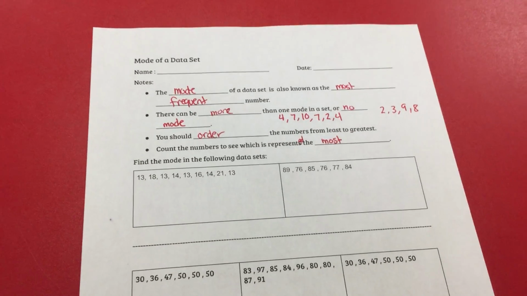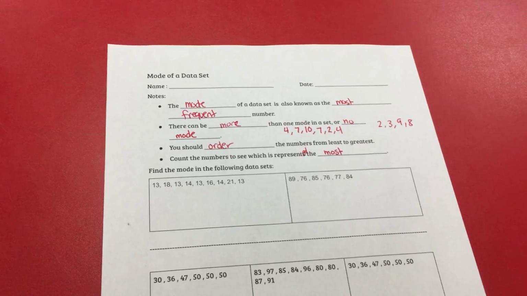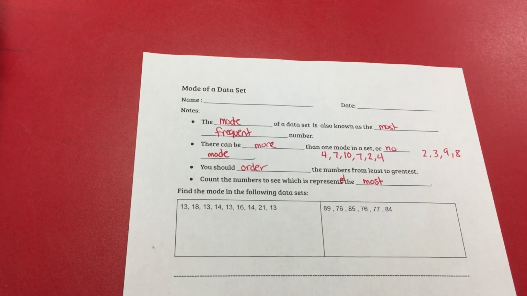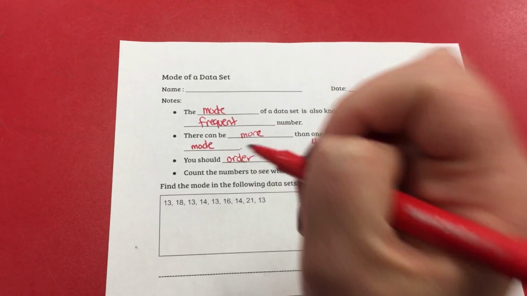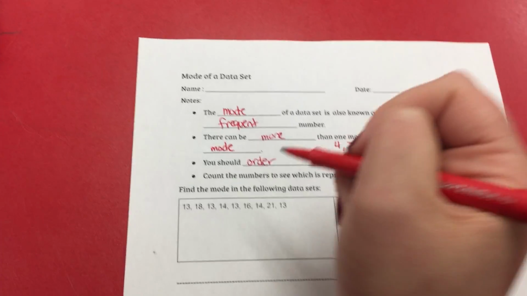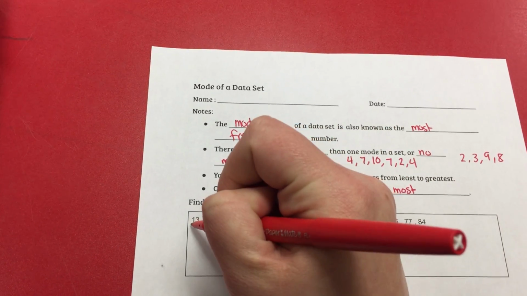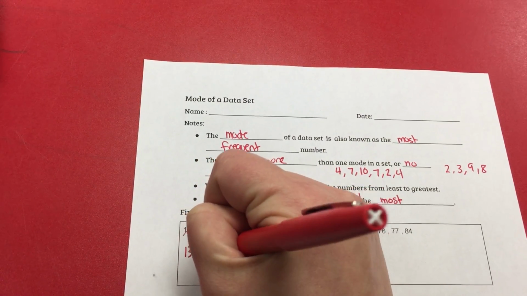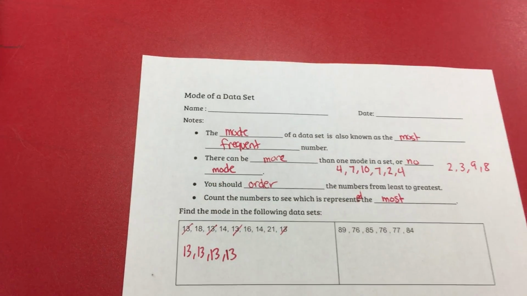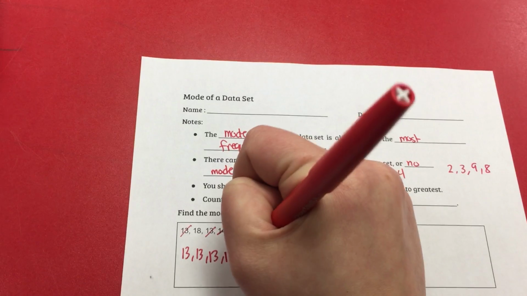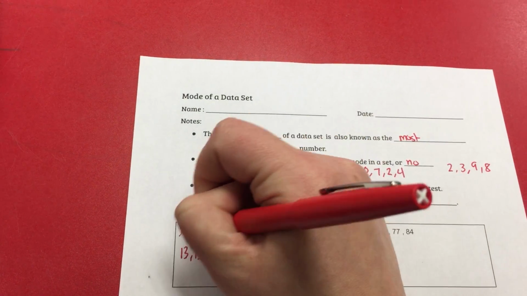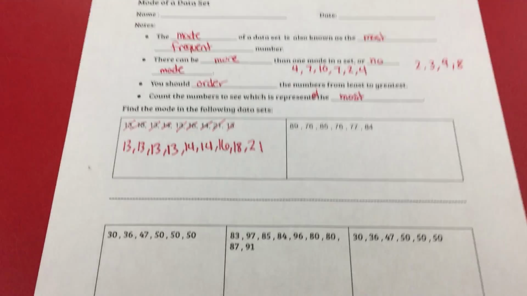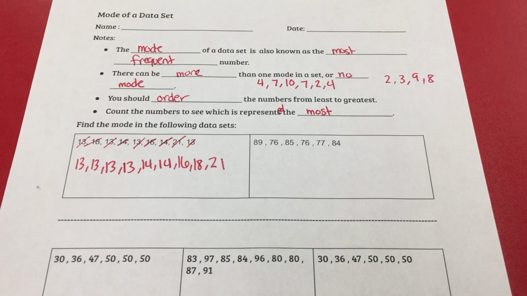But I'm actually coming to you from the future, and I've gone back and changed this in the past. So you're going to find the mode of the following data sets. Let's start off by just putting the numbers in order from least to greatest. The smallest one I have is 13. So I have 13, 1, 2, 3, 4 times, right? 4 13s. Then I have a 14 and a 14, a 16 and an 18, and a 21.